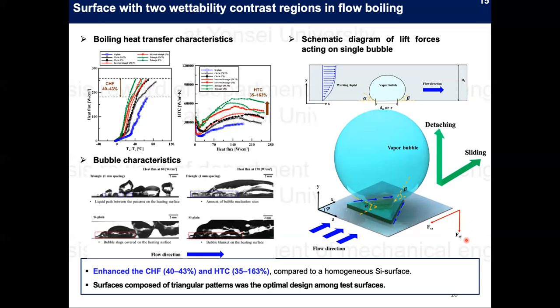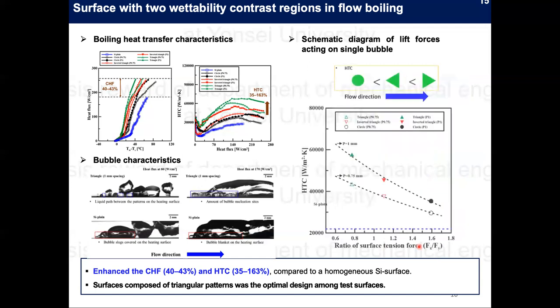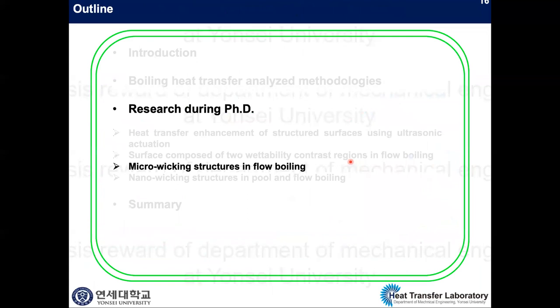And according to the relationship between the surface tension force and the bubble detachment behavior, the bubble lift force on various hydrophobic pattern shapes can be seen as a ratio of surface tension force in the y direction to that in the x direction. These mathematical results show a close agreement with the experimental results, and we found that the surface with triangle hydrophobic pattern arrays with interspacing of 1 millimeter was the optimal design among the tested surfaces. Now I'm going to talk about the second content of my PhD thesis.